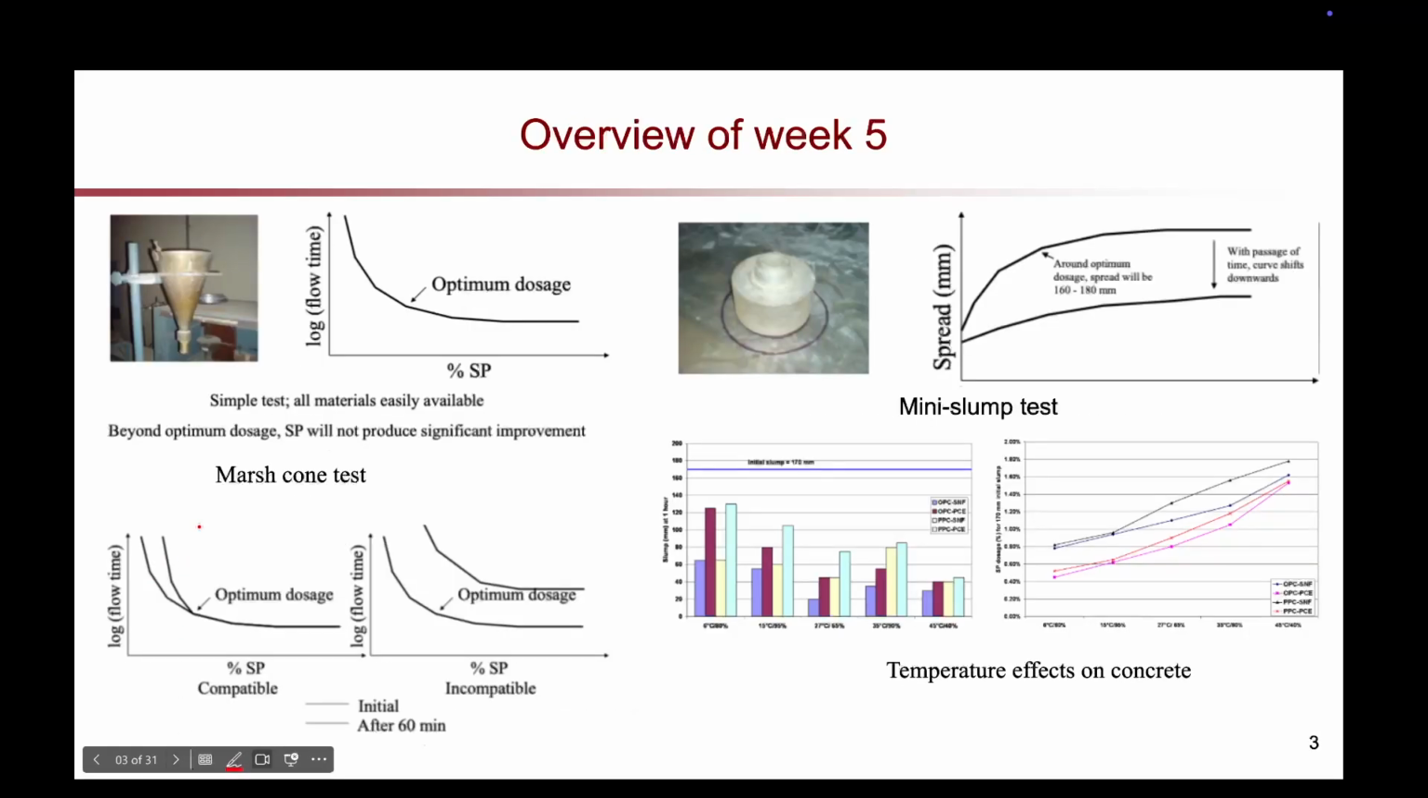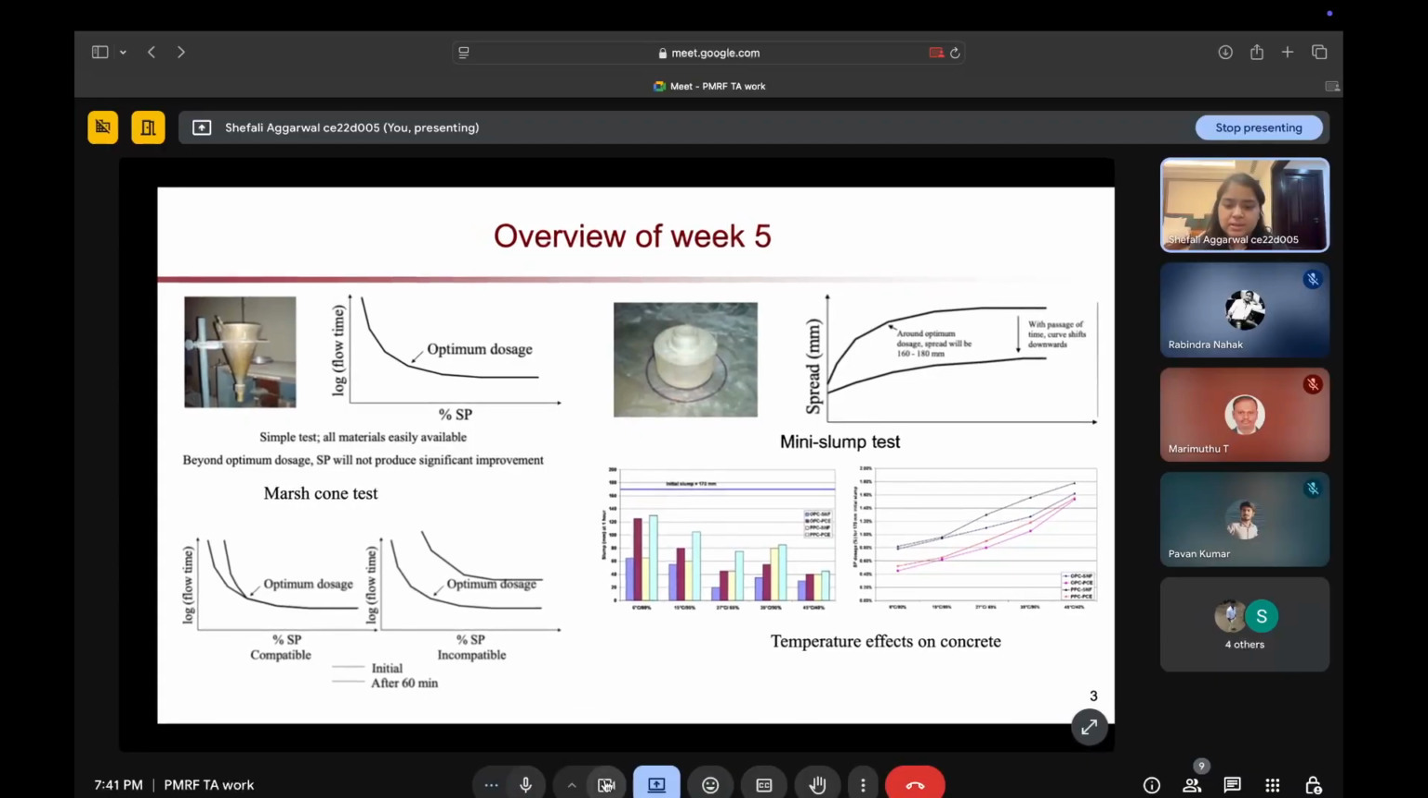As we did last week, we talked about what chemical admixtures are, the different types of chemical admixtures, and some basic properties of chemical admixtures. Here we will talk mainly about superplasticizer. So in these slides we are talking mainly about superplasticizers.